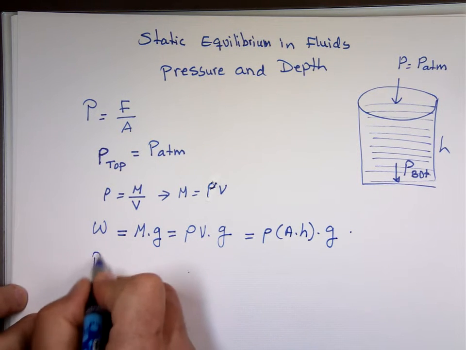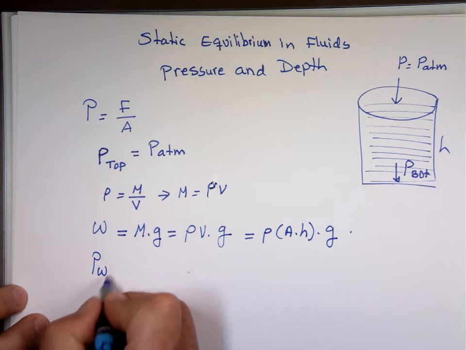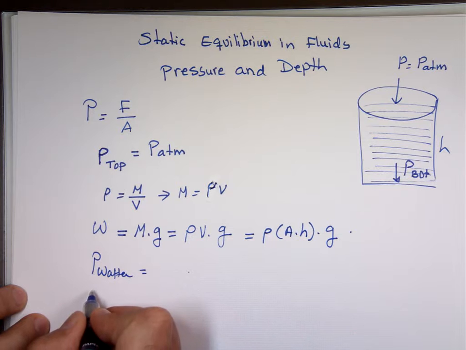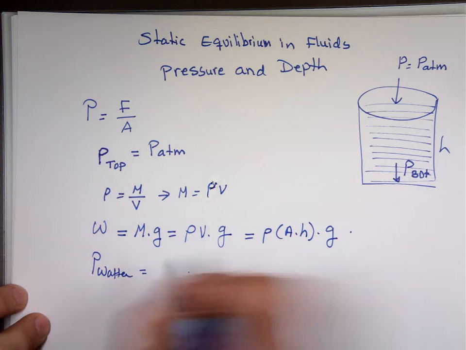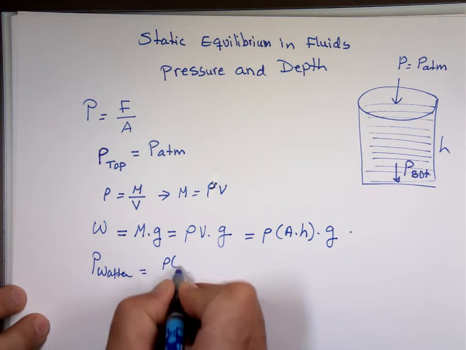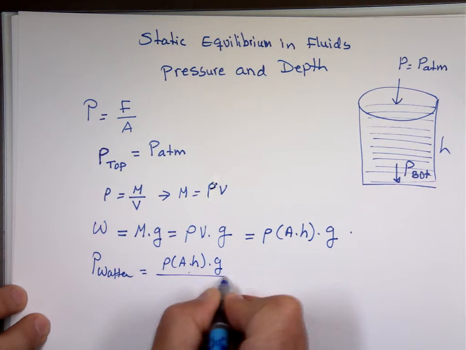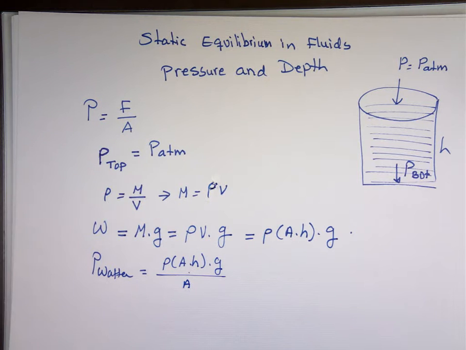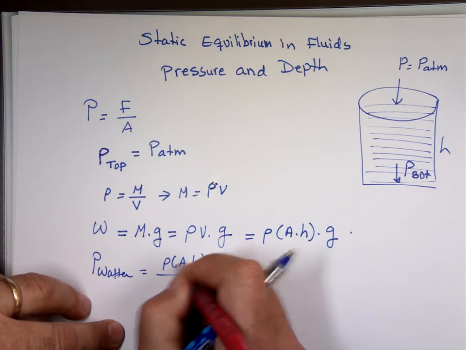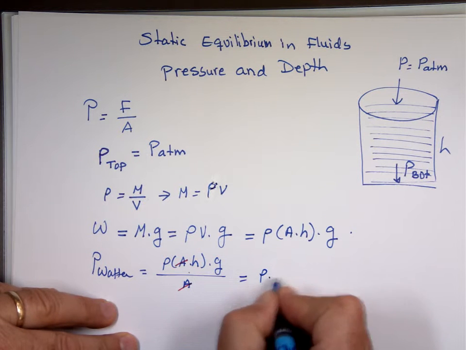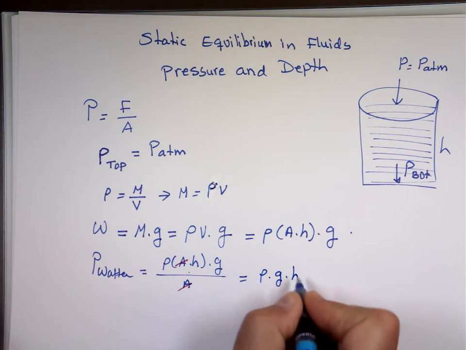So the pressure due to water alone, just to the water, is equal to the weight, the force, which is rho times A times H times G divided by the area. And the A's will cancel each other out. You end up with the pressure being rho times gravity times height.